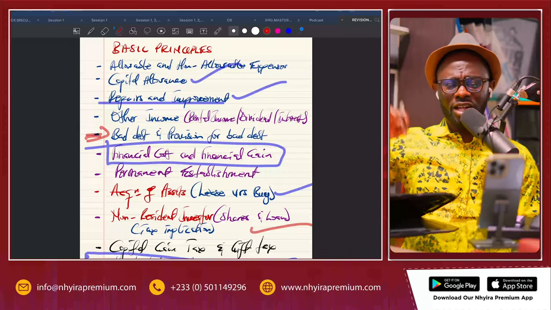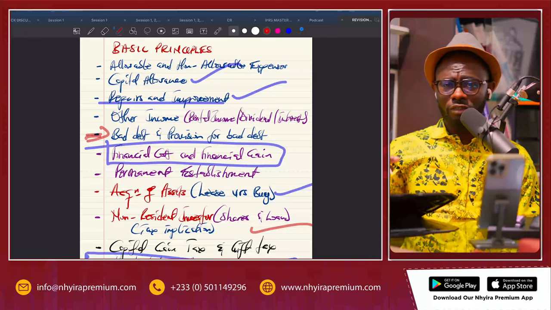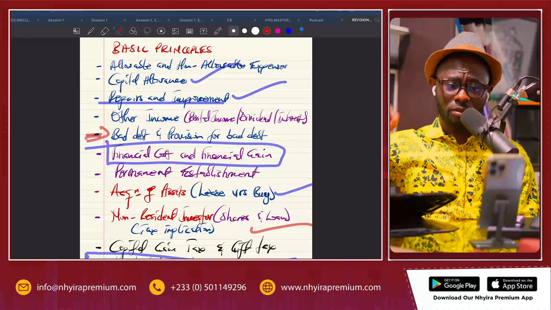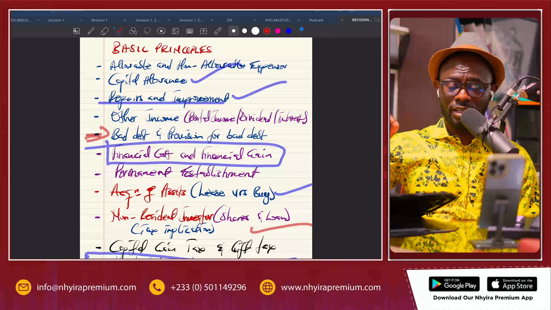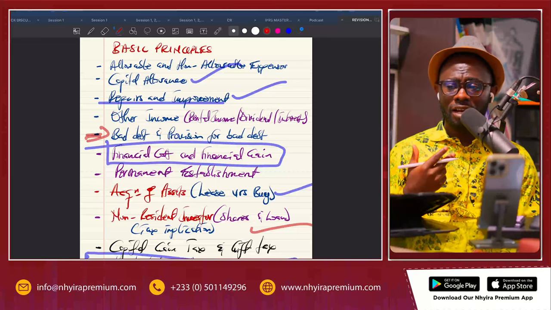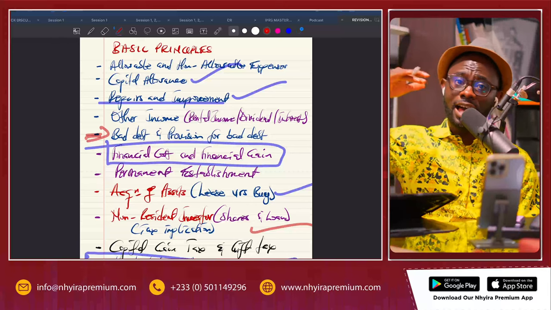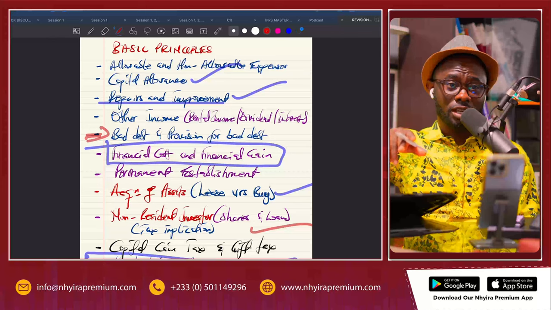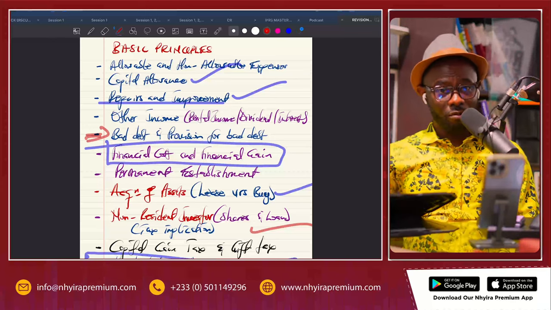Provision for bad debt on general debt will not be allowable for tax purposes, but provision for bad debt on specific debt will be allowable for tax purposes. All right? So that is something that you need to understand there. But bad debt arising from embezzlement of funds by senior staff will not be allowable for tax purposes. But bad debt arising from junior staff will be allowable for tax purposes.